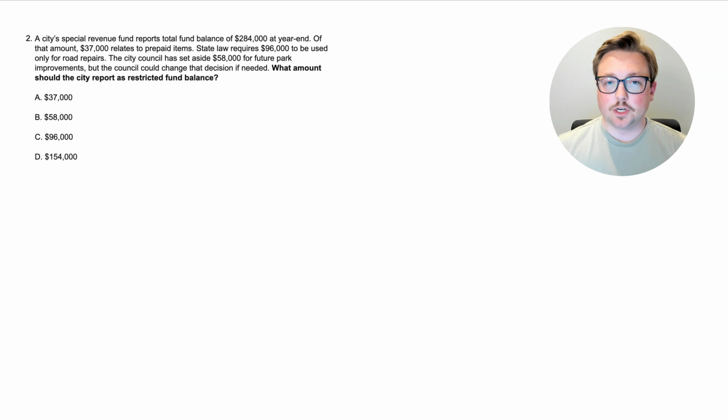Okay, here we are at question 2. What amount should the city report as restricted fund balance? Okay, so this is a different piece of fund balance. Let's go up to the top. A city's special revenue fund reports total fund balance of $284,000 at year end. Of that amount, $37,000 relates to prepaid items. State law requires $96,000 to be used only for road repairs. The City Council has set aside $58,000 for future park improvements, but the Council could change that decision if needed.